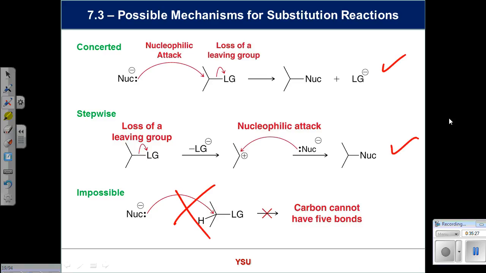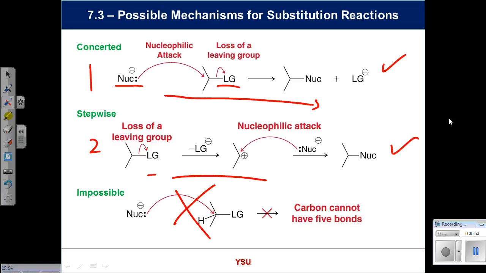In that top reaction, how many steps going from here to here? One. How many steps here? Two. Okay. In the first step, the nucleophile and the leaving group have to both be there. So what's the molecularity? Is it unimolecular or bimolecular? Bimolecular. They both have to be there in what we'll call the rate determining step. In this example down here, I haven't shown the graph yet. I'll put the graph up in a minute.